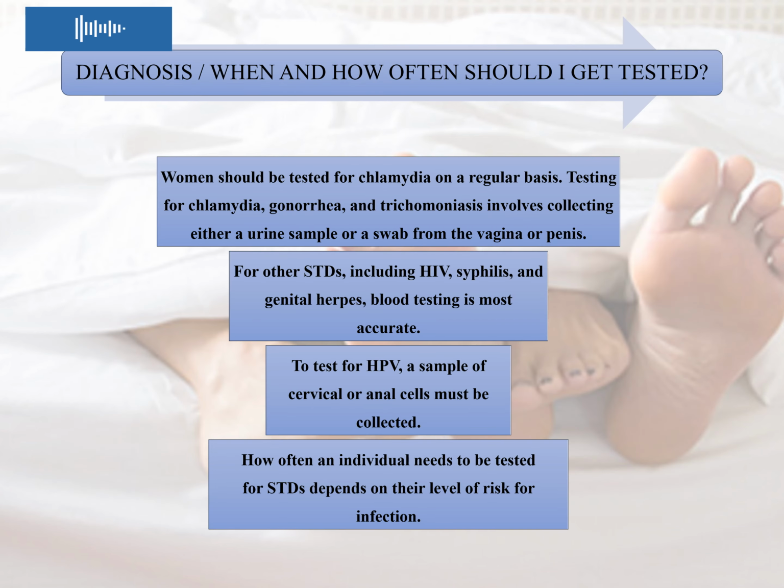Diagnosis, or when and how often should I get tested? Women should be tested for chlamydia on a regular basis. Testing for chlamydia, gonorrhea, and trich involves collecting either a urine sample or a swab from the vulva, vagina, or penis. For other STDs, including HIV, syphilis, and genital herpes, blood testing is most accurate.